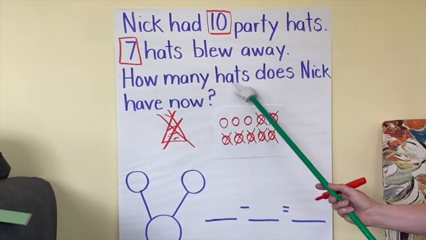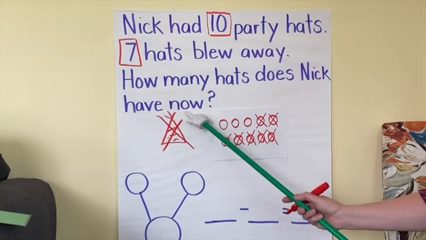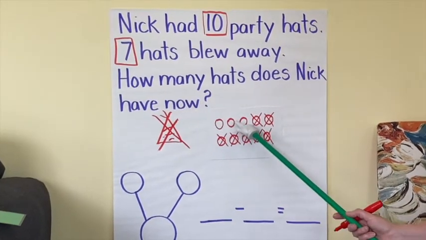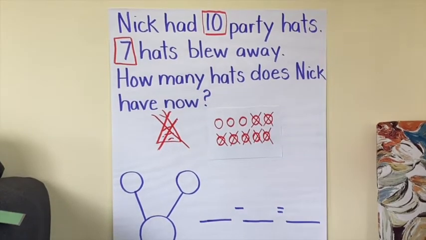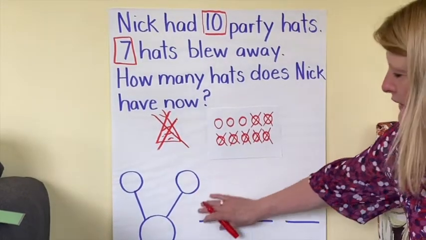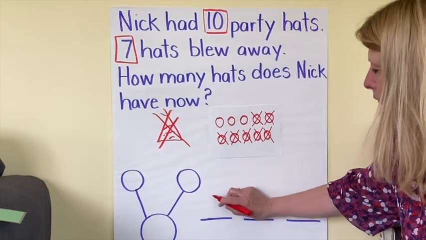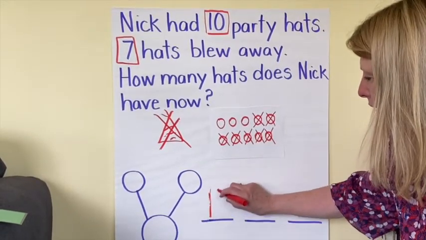How many hats does Nick have now? Well, my answer is 3. So I need to put that now into a number sentence. I'm going to say, what number did I start with? What was my whole? 10 party hats.